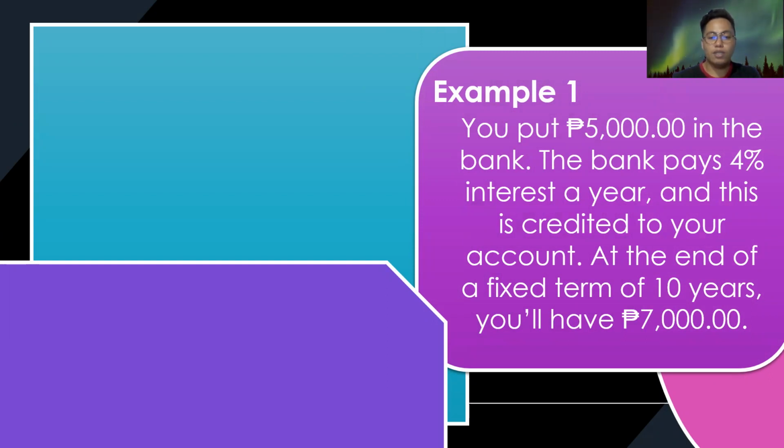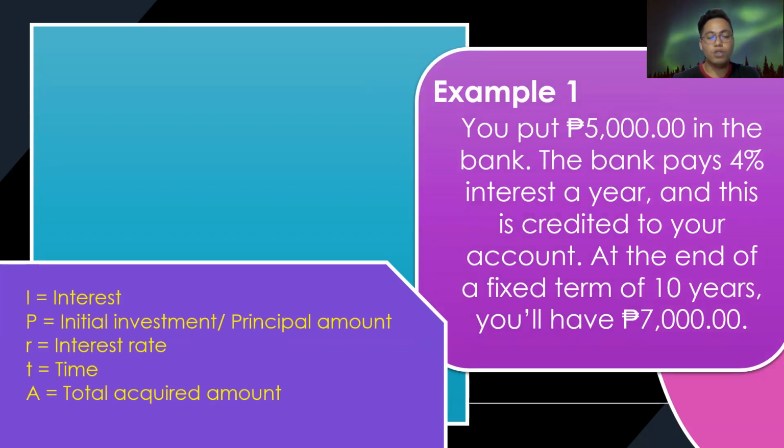On simple interest, you should be able to determine the following. The first one is the interest. As what was mentioned earlier, it is the amount that is paid for the money being borrowed. So after you deposit your 5,000 pesos in the bank, it earned 2,000 pesos after 10 years. That's why you got 7,000 pesos. So the interest there is 2,000 pesos. The initial investment, P, or the principal amount, is the initial money. So that is 5,000 pesos.